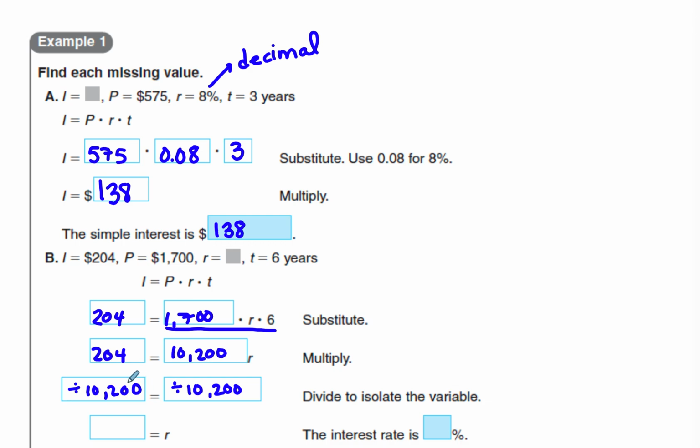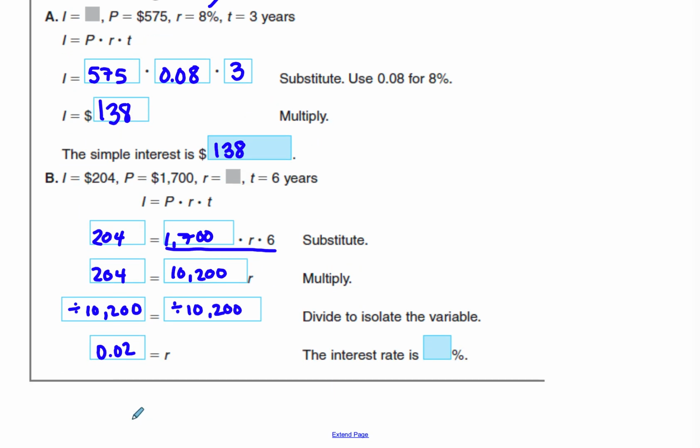So when we do 204 and we divide by 10,200, we get 2/100. That is the decimal form of our rate. That is not our percent. So we need to change that into a percent by either multiplying by 100 or moving that decimal 2 places over. Our final answer is going to be 2%.